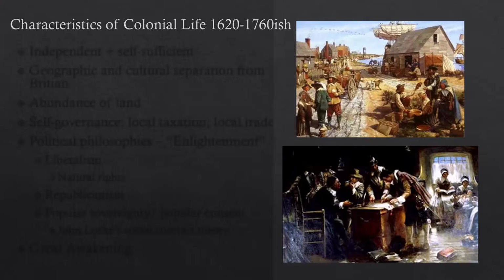So now we'll look a little bit more closely at some of the aspects of colonial life in the British colonies during this time period of 1620 to 1760-ish. So the settlement process, all the way leading up to kind of a turning point in the perspective of the colonists. So I want to set in your mind, first of all, the characteristics of the typical colonist.